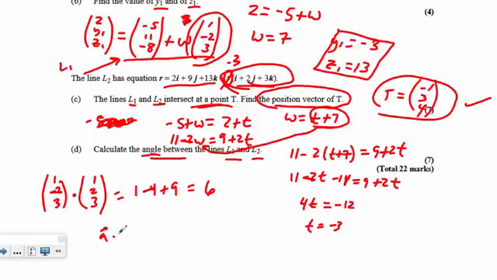Recall this formula for the dot product right here, and this is times the cosine of the angle between them. If I find the magnitude of this, it's going to be 3 squared plus negative 2 squared plus 1 squared.